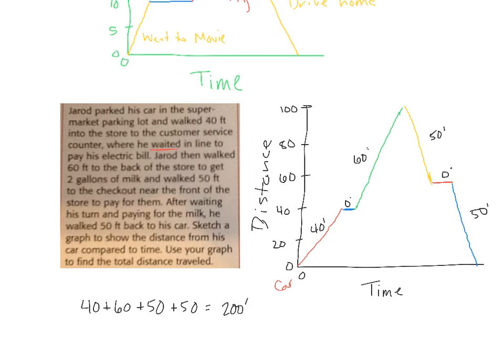You could also just use 40, 60, 50, and 50 right there. So the red is to store, blue is waiting, green is to back, yellow is to cashier, red, well, he's waiting, and blue is to car. So, that's how you do it.